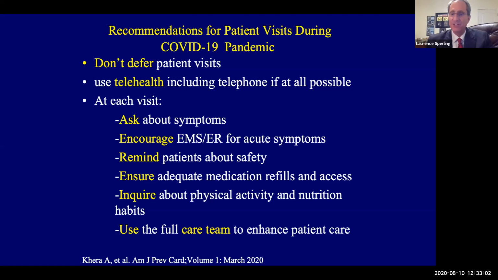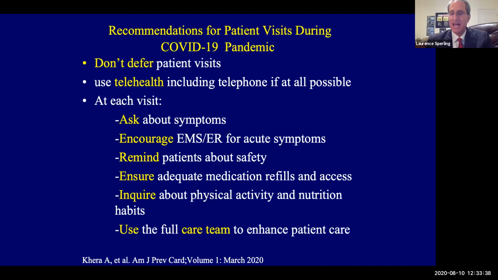At each visit, ask your patient about symptoms, not only their cardiovascular symptoms, but symptoms that might be reflective of a low-level COVID illness. Encourage your patients at each visit that if they are having an acute event, they should seek emergent care at their local hospital. These hospitals are taking precautions and are ready to care for those who are suffering MIs and strokes and other cardiac events. Remind your patients about this safety.